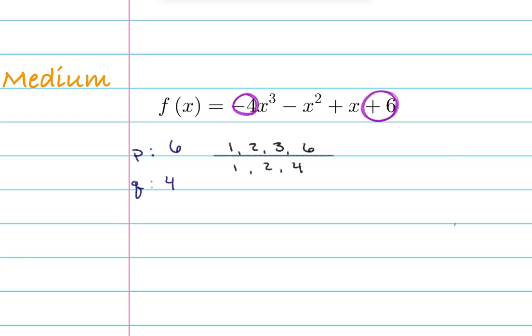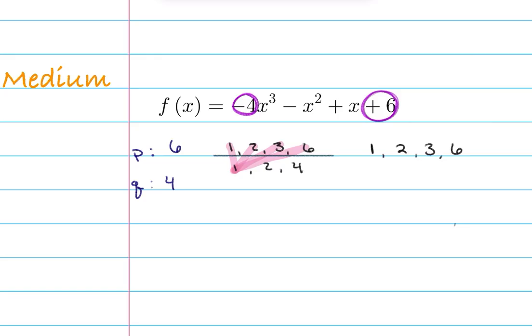So you see we have more options here, okay? But we're still going to do the same thing. We're going to put all of our factors of our p over each factor of our q, all right? And we're going to notice that we're going to get some repeats in there. So starting off, I'm going to do 1 over 1, so that's just a 1. And then 2 over 1, so that's just a 2. And then 3 over 1, so that's 3. And then 6 over 1, so that's 6.